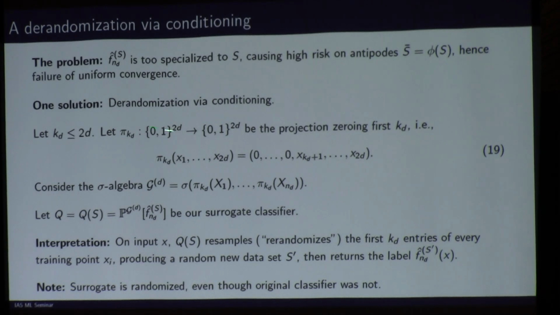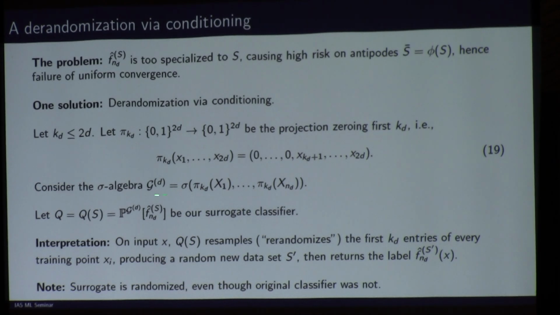So the basic way that we're proposing to de-randomize it is, let's just forget K_D of the dimensions. We have 2D dimensions. We're going to forget K_D of them. And I have to index K by D because I have a scaling: I have a sequence of learning problems of increasing dimensionality. So if you hand me a data point in 2D dimensions, I'm going to zero out K_D of the first D of them. Now, what does that mean?